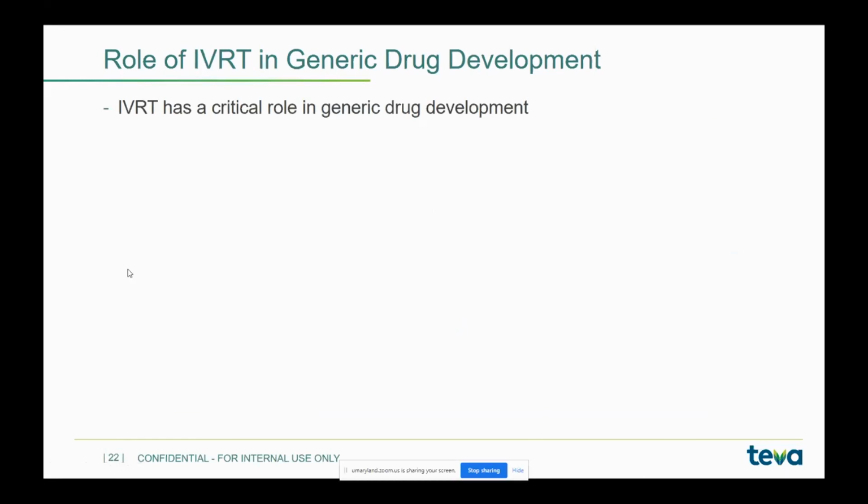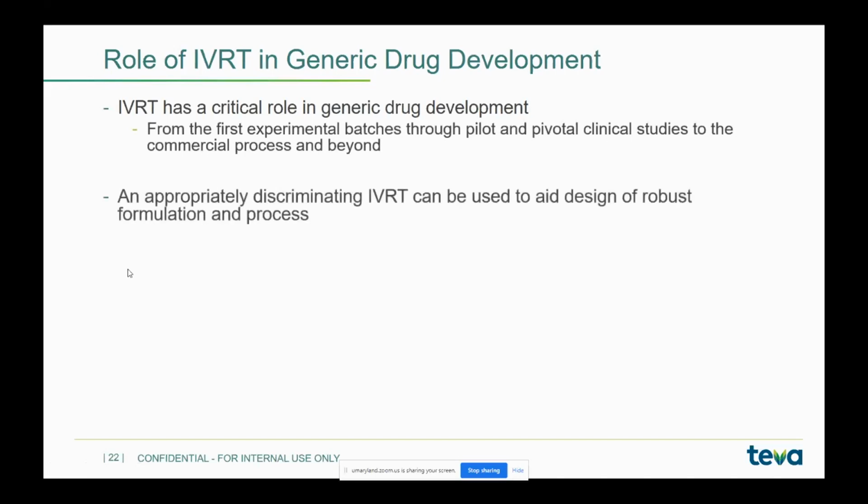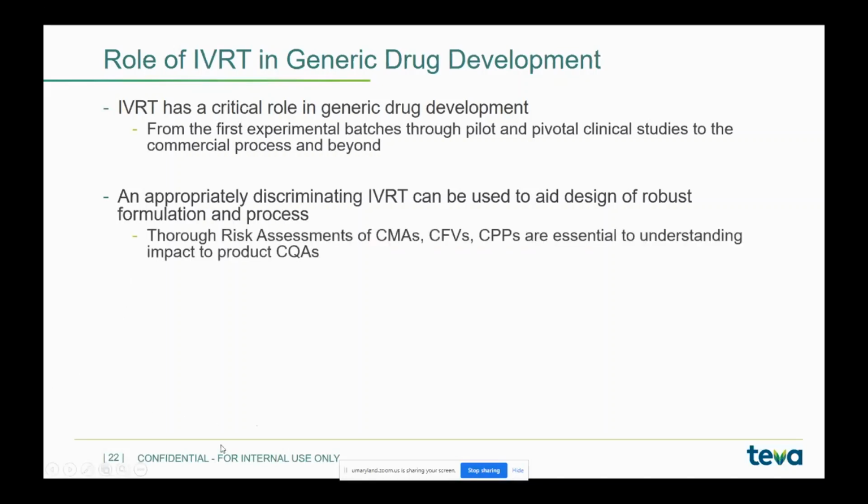So just in summary, the test has a critical role in drug development right the way through the life cycle. I think it's really important in aiding the formulation and process design to make sure that it meets the requirements that you need in terms of release profile, but also that formulation and process is robust through the risk assessments of all the material formulation and processing parameters that are likely to impact it.